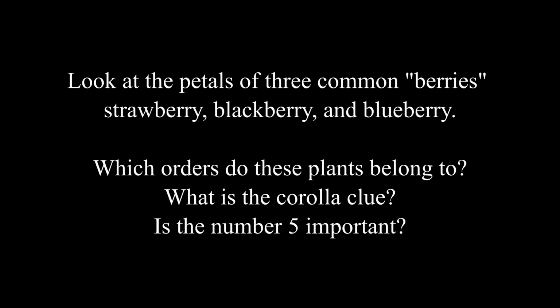Next question. A roseate is a flower shape. Corolla. And the corolla, we'll get to this definition a little bit later, but for now I'll just tell you the corolla is all the petals. So that has 5 petals. They usually overlap. Look at the petals of 3 common berries: strawberry, blackberry, and blueberry. Which orders do these plants belong to? What is the corolla clue? And is the number 5 important?